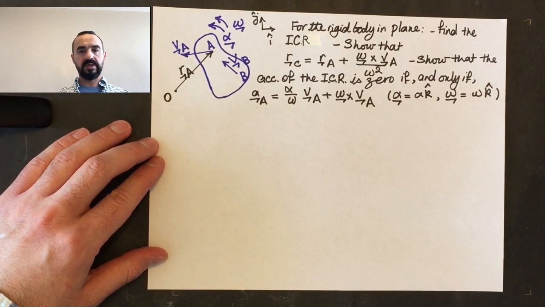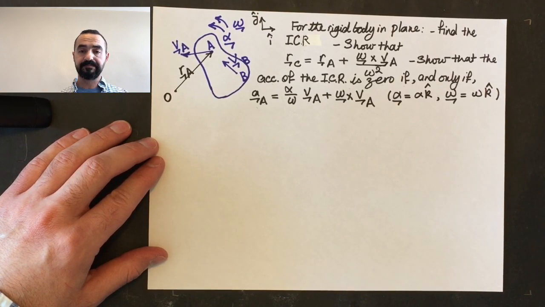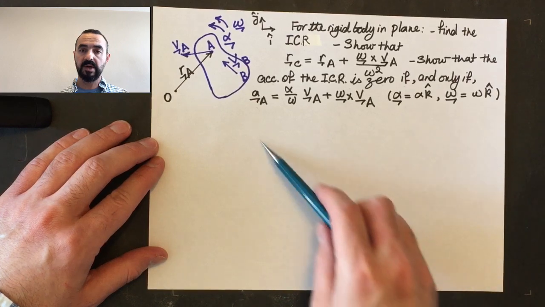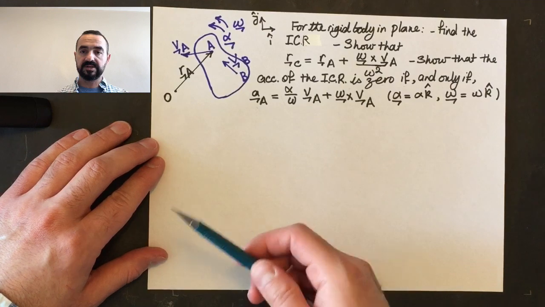Just to remind you, instantaneous center of rotation is instantaneous center of zero velocity, not necessarily instantaneous center of zero acceleration. We're going to show that to have the acceleration of C, the instantaneous center of rotation, equal to 0, we must have this acceleration of A equal to this expression.